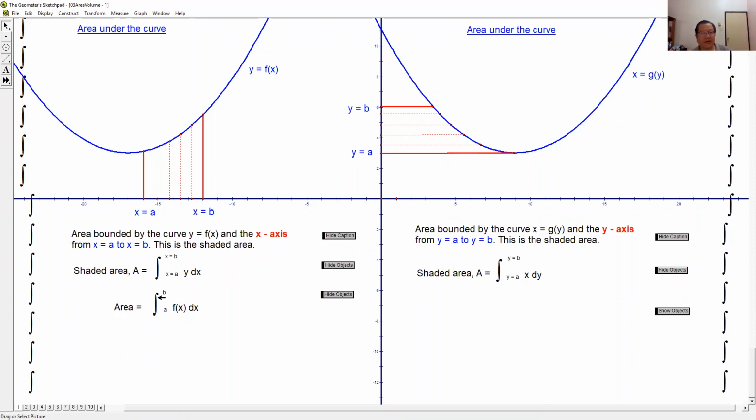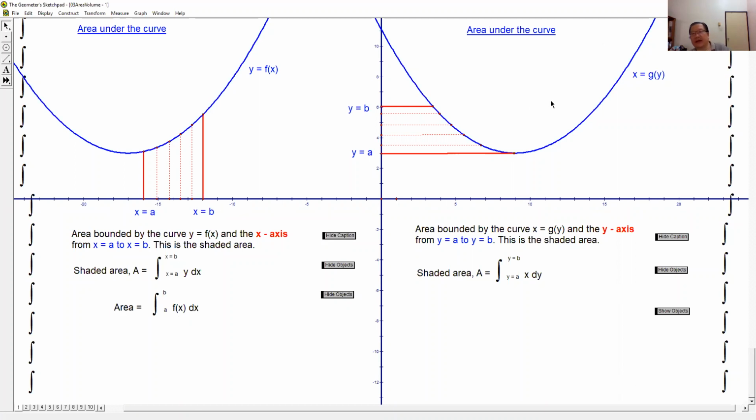You look at this one here. Everything is in terms of x. We have to integrate f(x) dx. You have to integrate a function of x with respect to x. And the upper and lower limits of this definite integral are x equals a and x equals b. Everything is in terms of x.